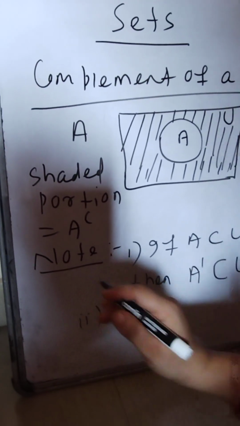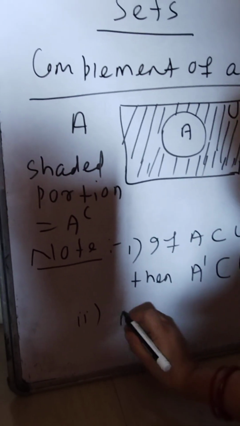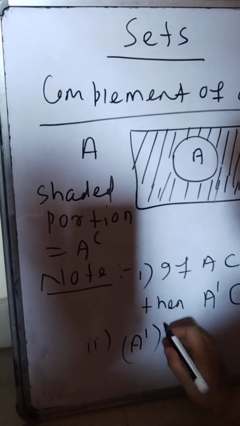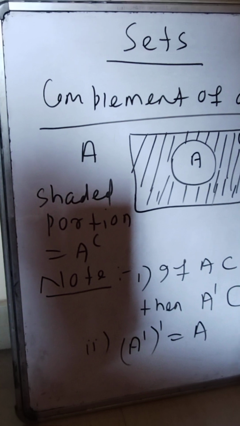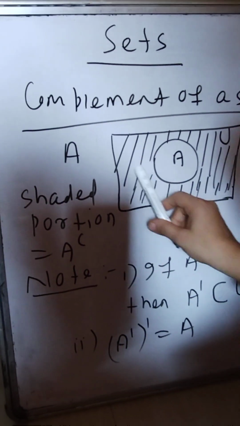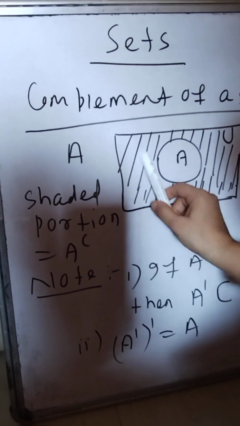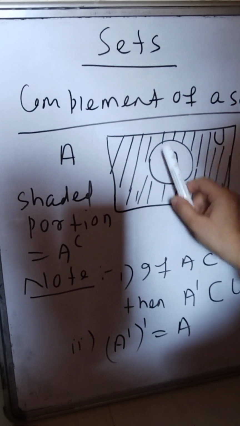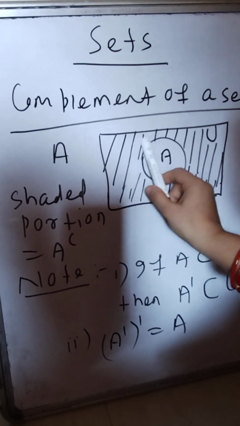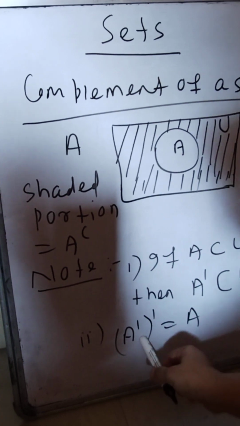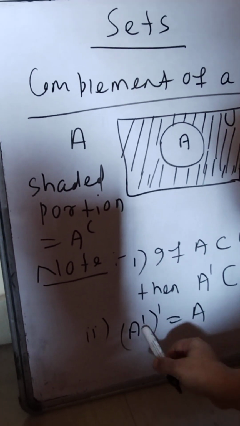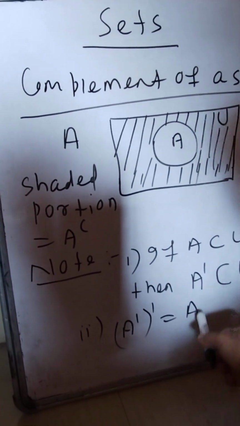Similarly, another remark is complement of A complement is nothing but the set A itself. See from the Venn diagram, this shaded portion is our A complement. Its complement again means excluding the shaded portion. Which set is the set A itself? So complement of A complement of a set is that set itself.